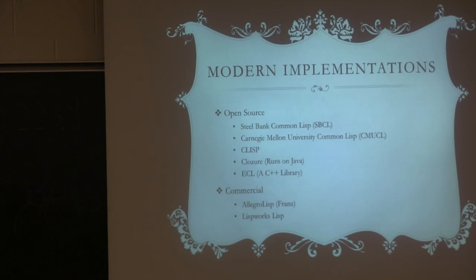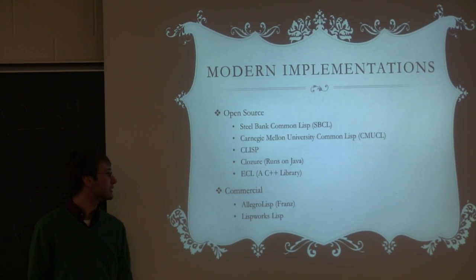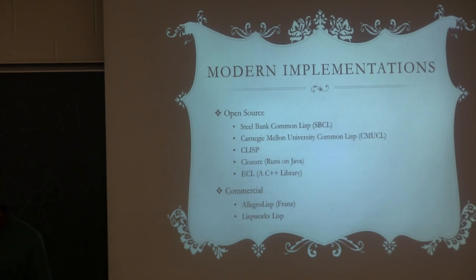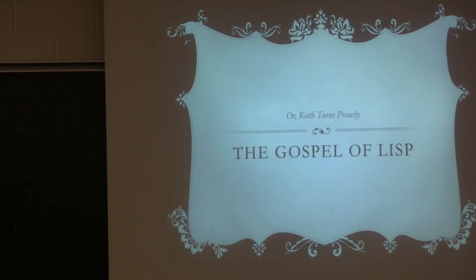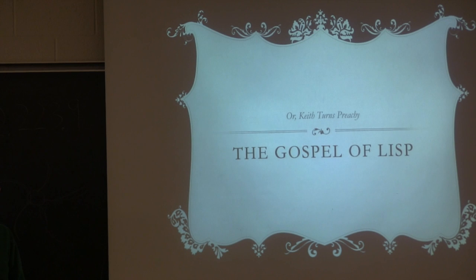Yeah, so in the present day, a bunch of open source implementations: Steel Bank, Carnegie Mellon, CLISP, Clojure, ECL, and commercial implementations, Allegro Lisp, LispWorks. Yes, people can make money on Lisp. It's true. So now I turn preachy and introduce you to the gospel of Lisp. In other words, what Lisp did for programming.